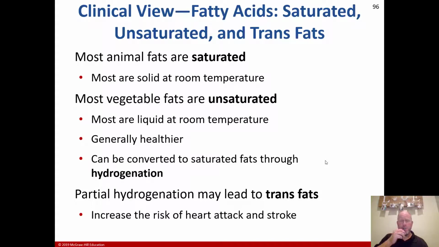Okay, we're finishing up section 7 of chapter 2 because there's a lot of information here. Now we're referring to a clinical view for fatty acids: saturated, unsaturated, and trans fats.